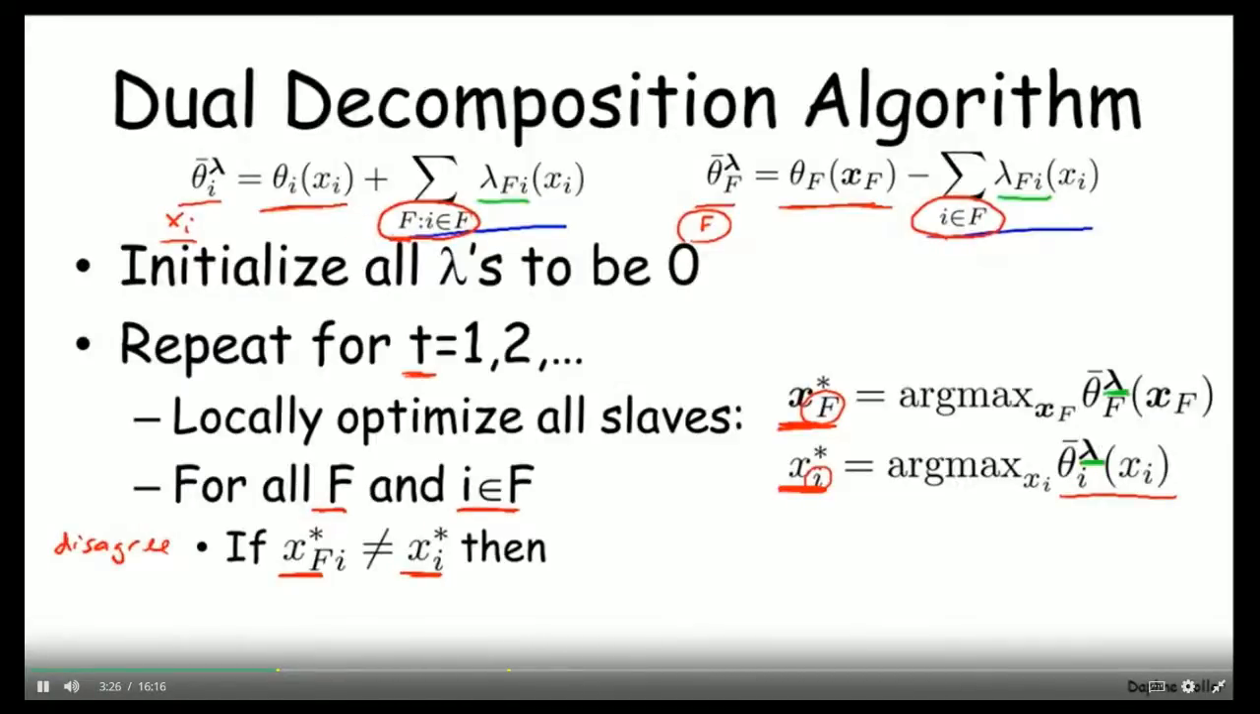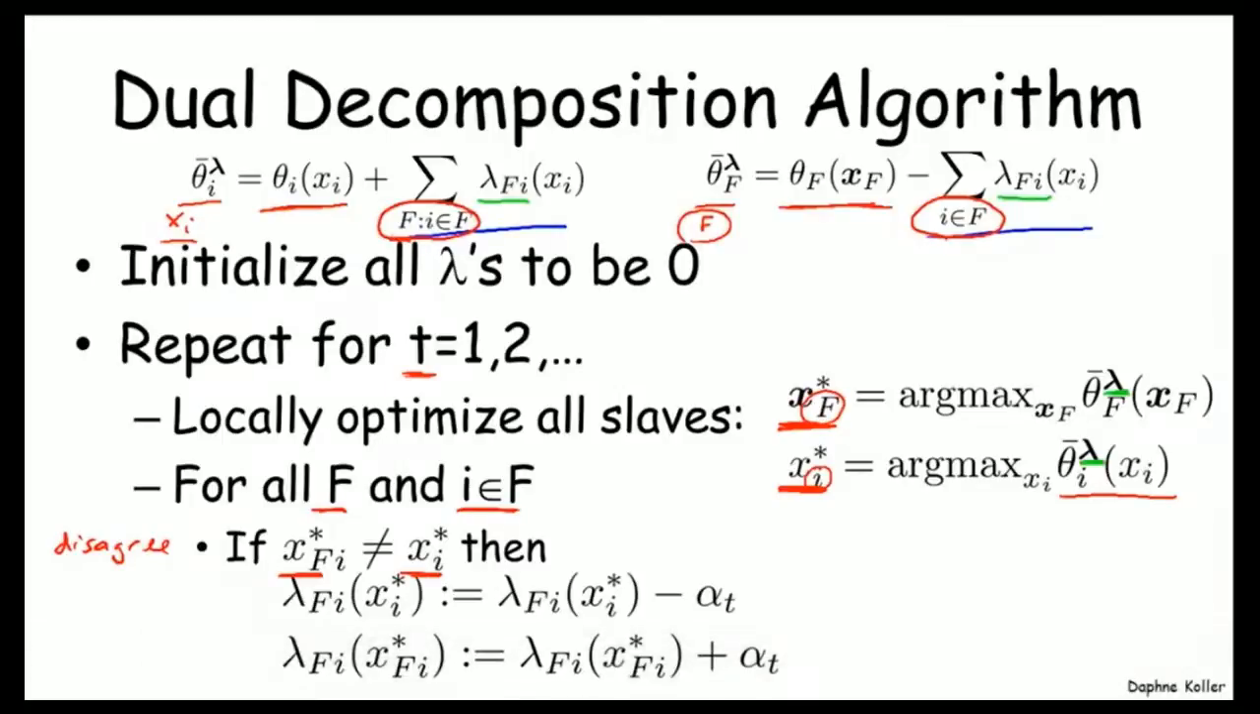And we do that by basically changing the lambdas. Specifically, when we look at the penalty for the pair f,i, which is over here, we decrease by a factor alpha t, which is greater than 0, the preference for xi star, which is the value chosen by the i slave.